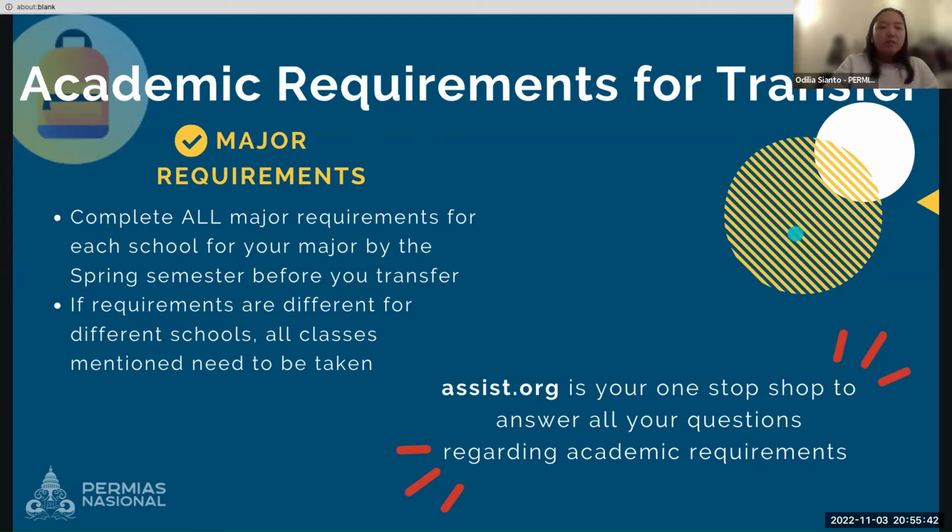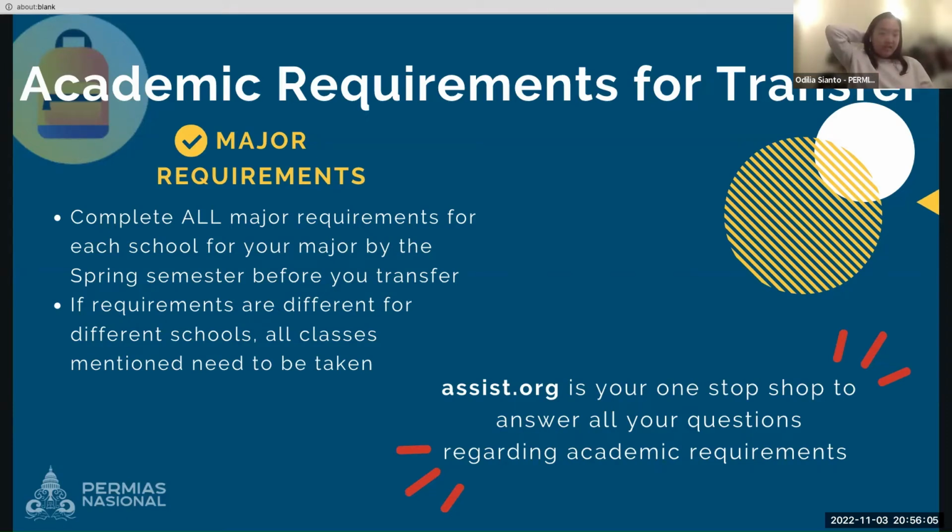And of course, if you aren't familiar already, your best friend for this is going to be assist.org, where you can search up agreements between your community college and your four-year university. And you're going to have to complete everything in that required list that's transferable for your major. And I think I've mentioned this before.